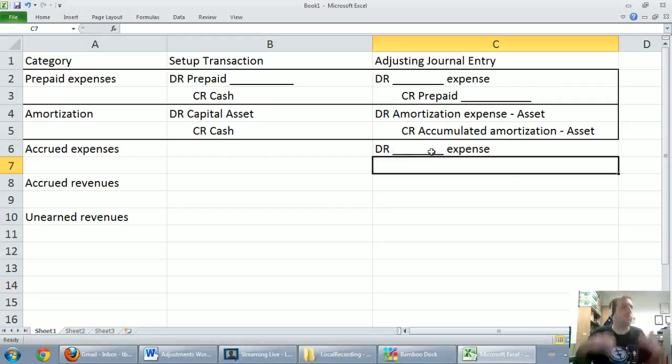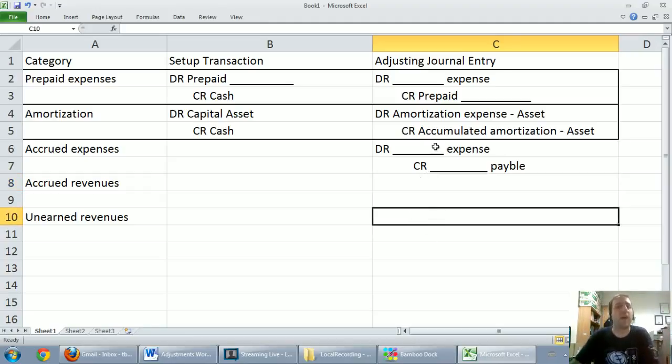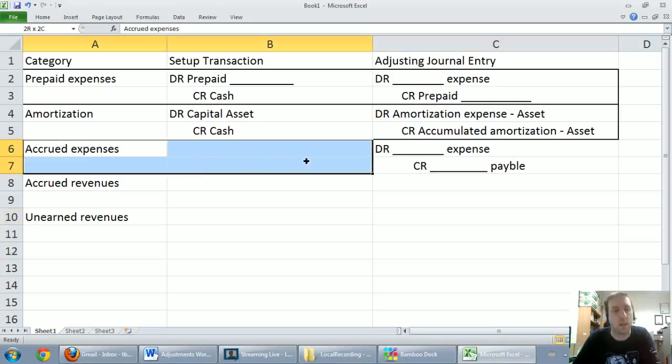In the example we did, it was a salaries expense. You'll often see interest expense is another very common accrued expense. And I'm going to credit that expense's related payable. So some sort of payable. So debit, in our case it was salaries expense, credit salaries payable. It might be debit interest expense, credit interest payable. Something like that. And again, it's an expense that's built up over time, but the money hasn't changed hands. If I have an expense I haven't paid, it creates a payable. Debit the expense, credit the payable.